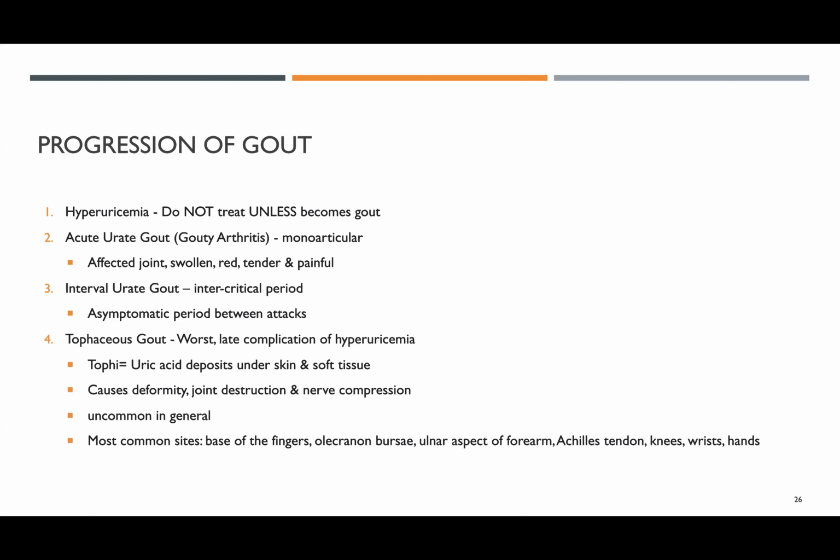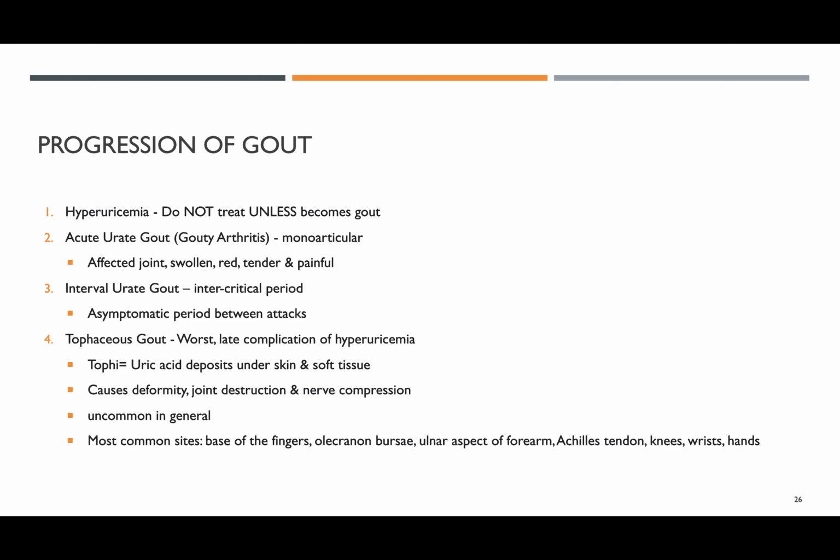And then if gout is really not controlled, you can end up with tophaceous gout, which is a late complication of gout, where you end up with depositions of uric acid crystals in joints and soft tissues called gouty tophi. I'll have a picture of that in a minute. That leads to joint deformity, destruction, nerve compression. It's uncommon in general, but is a concern that we want to mitigate by treating gout.